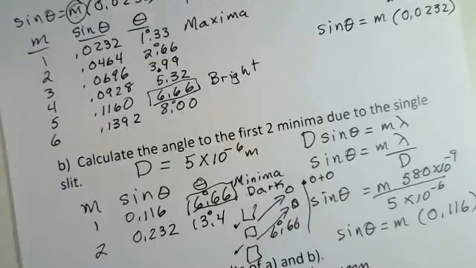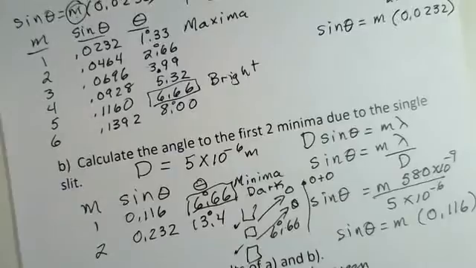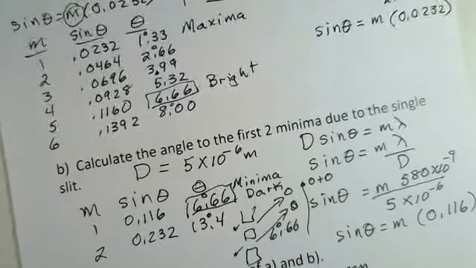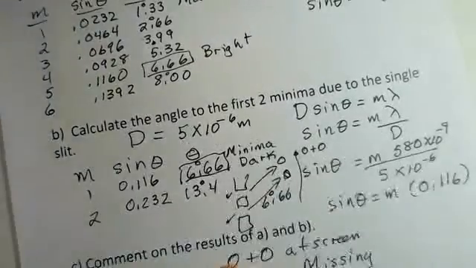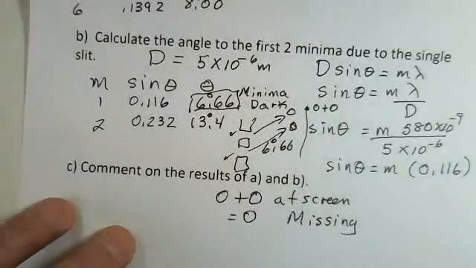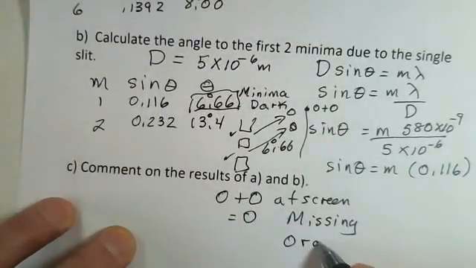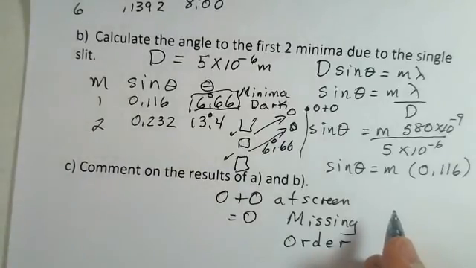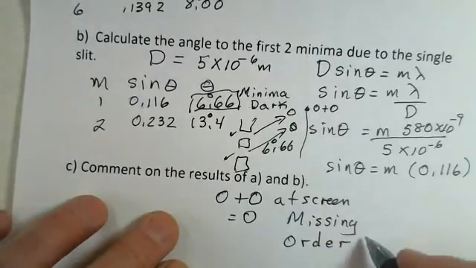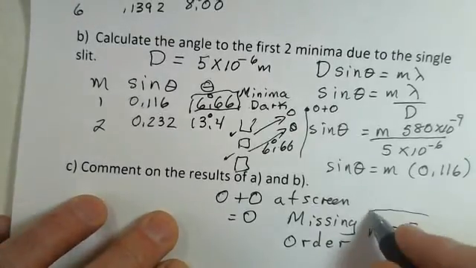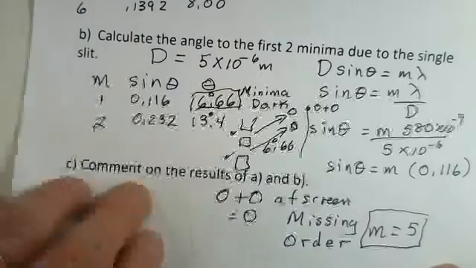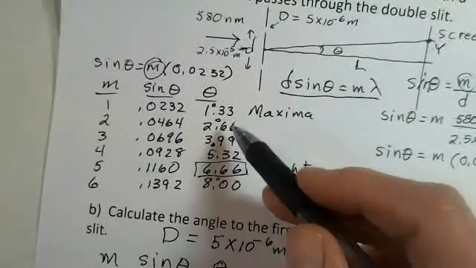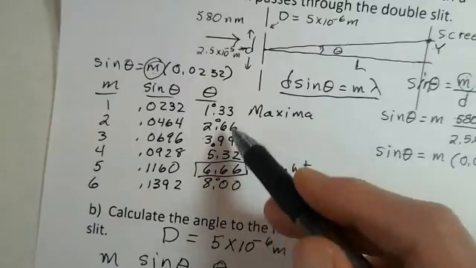We're doing constructive interference, and what we have is called a missing order. Sorry about my rookie presentation. There is no light on the screen where the double slit pattern predicts a maximum. The m equals 5 is missing. We will see m equals 1, 2, 3, and 4. We'll see those bright spots.